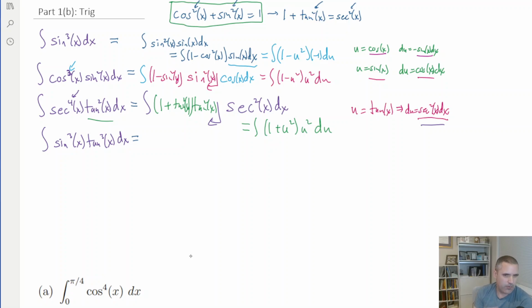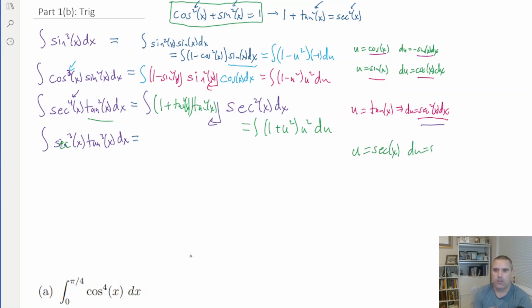What about this one? This one I can't pull out a secant squared, because if I do, there's still going to be a, sorry, this is supposed to be secant. People are like, what is that one? That one you need to rewrite it either all in terms of sines and cosines or in terms of secants and tangents. But that's another story.